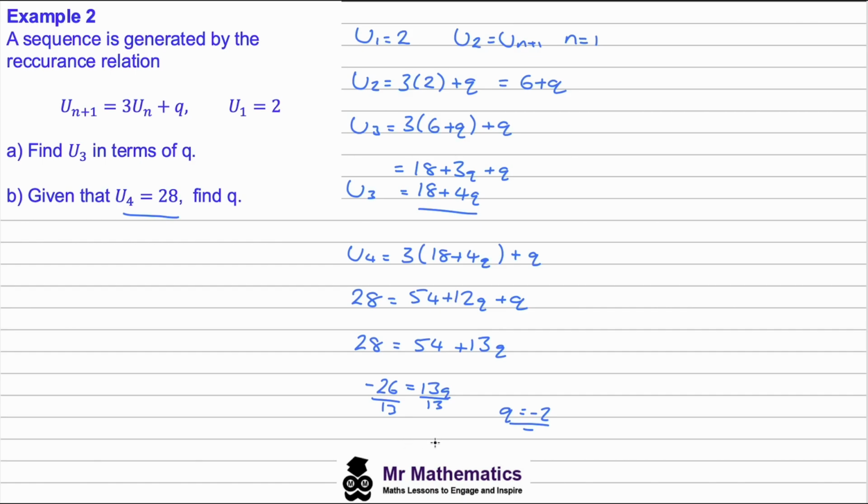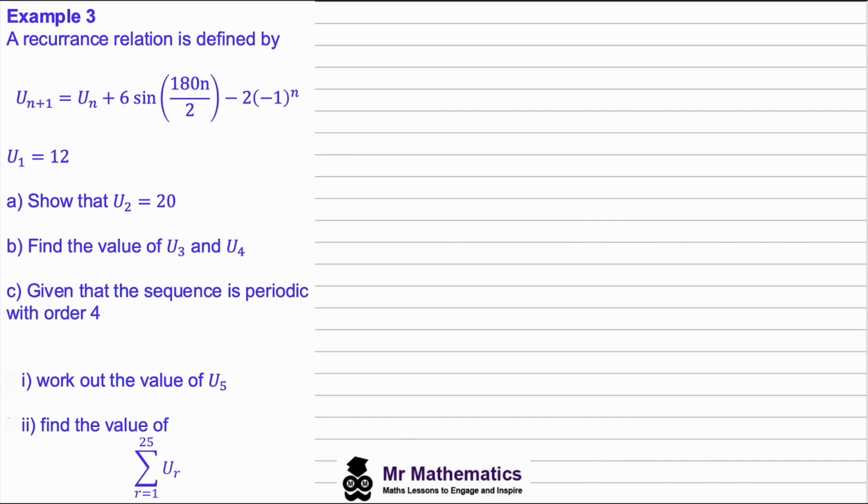Let's try another exam style question. So in example 3, we're given that the recurrence relation is defined here, and the first term is U1 equals 12. For part A, we need to show that U2 is 20. For part B, we need to work out U3 and U4. And then we need to try these questions for part C. So do you want to give these questions a go yourself? You can pause the video, and when you come back, we'll go through the solution.